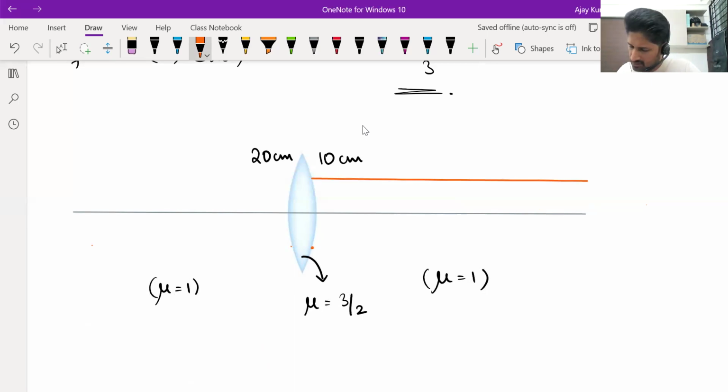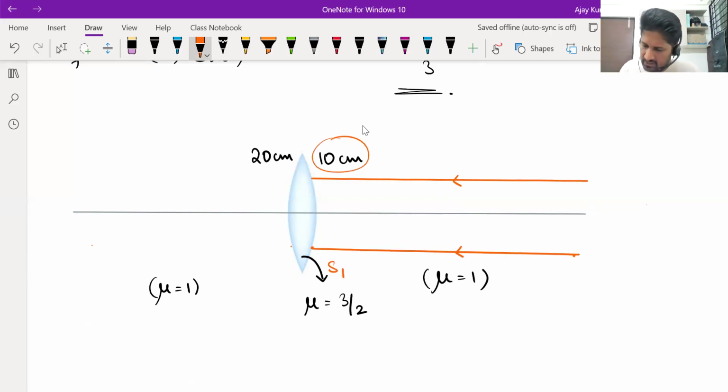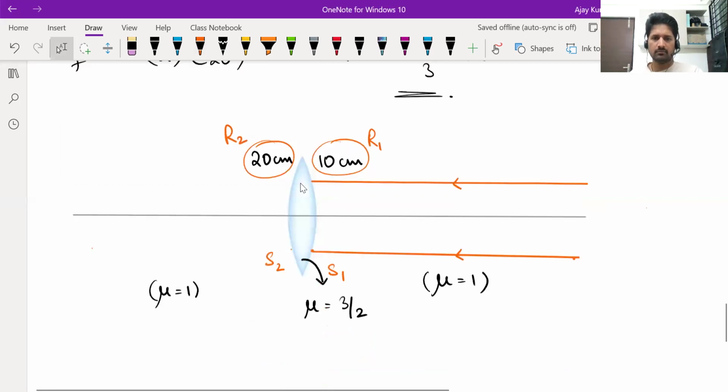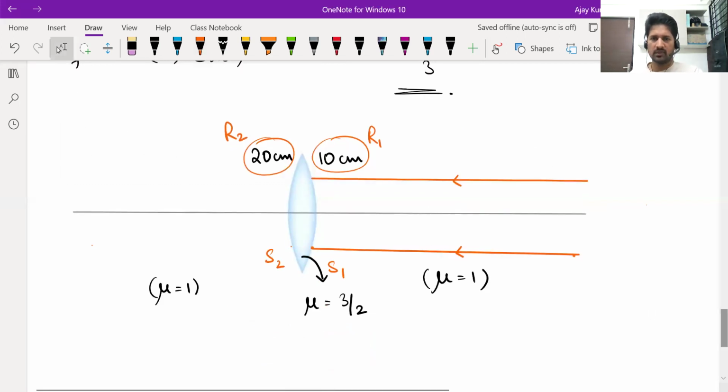Okay, solve this as a question now. Rays are incident from the right side. And if rays are incident from the right side, the right surface will be the first surface this time. So this side will be S1, then 10 centimeters is the magnitude of R1. Sign you still have to consider. The other surface will be S2 and 20 will be the magnitude of R2. Apply the formula once again and find out the focal length. Make it fast, all of you.